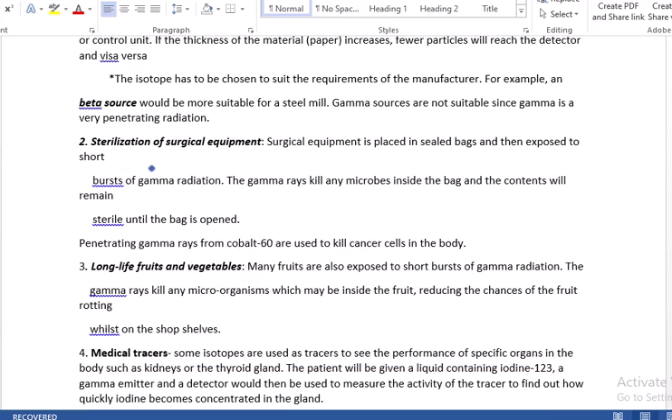So other uses can be sterilizing of surgical equipment. Surgical equipment is placed in sealed bags and then exposed to short bursts of gamma radiation. The gamma rays kill any microbes inside the bag and the contents will remain sterile until the bag is opened.